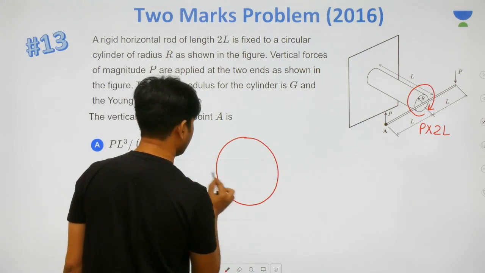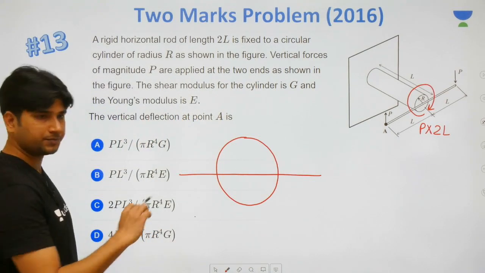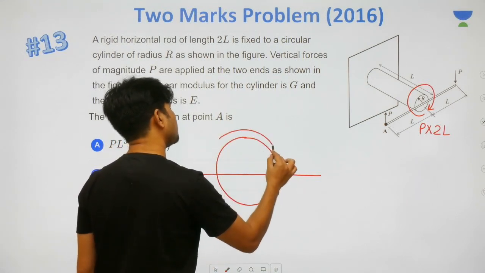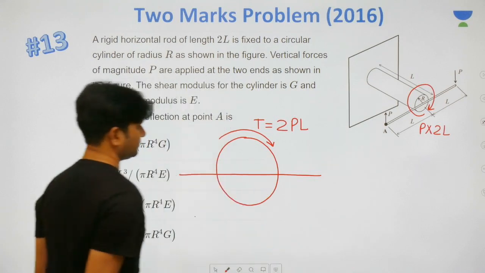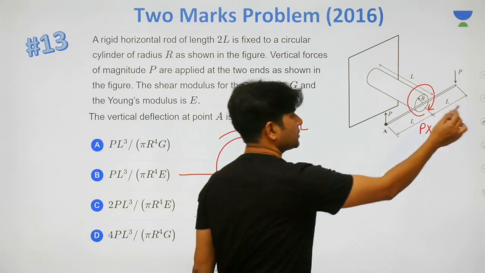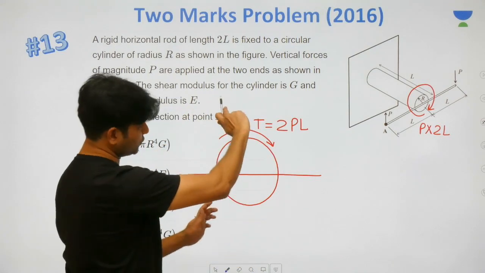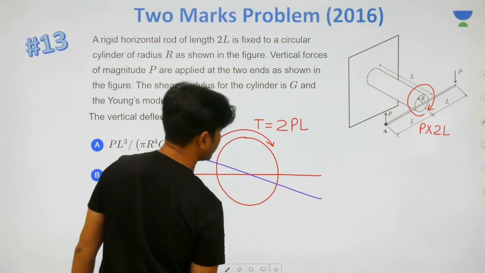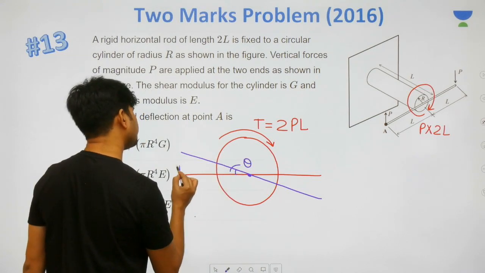This is how it is going to look like. This is the end of the shaft. At the end of the shaft, you have the lever attached. And then the shaft is subjected to some twisting effect. That twisting effect is nothing but 2PL. So because of that twisting effect, the shaft is going to have some angular twist. And when the shaft is going to have some angular twist, then the lever will have to rotate. You try visualizing it. This end of the lever will go up and that end of the lever will go down. Something like this. So can you relate?